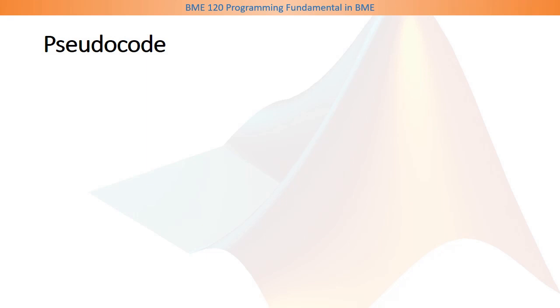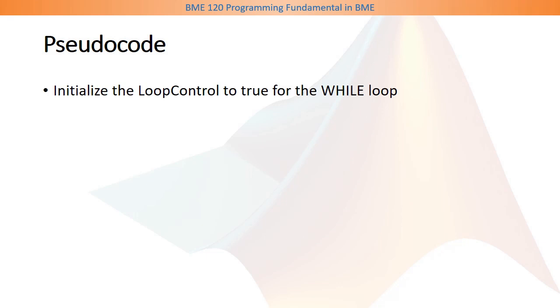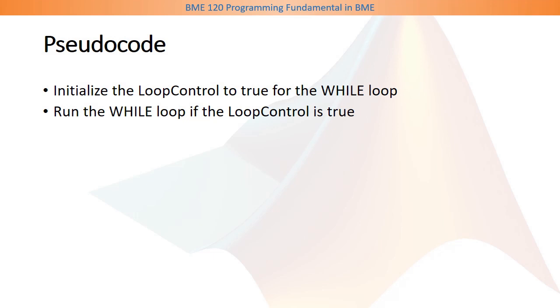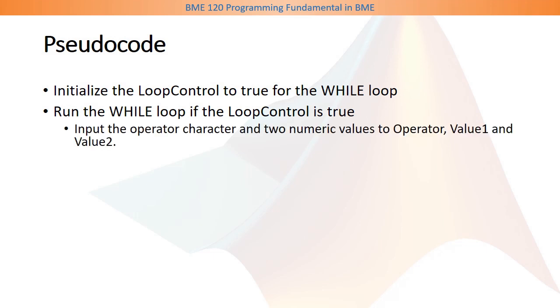This is a pseudocode for the script statements. First, it initializes the variable loop control to true, which is used as a loop condition of the following while loop. Next, the while loop will check if the loop control condition is true. If so, it will ask the user to input the operator character and 2 numeric values and store them in the variables operator, value 1, and value 2.